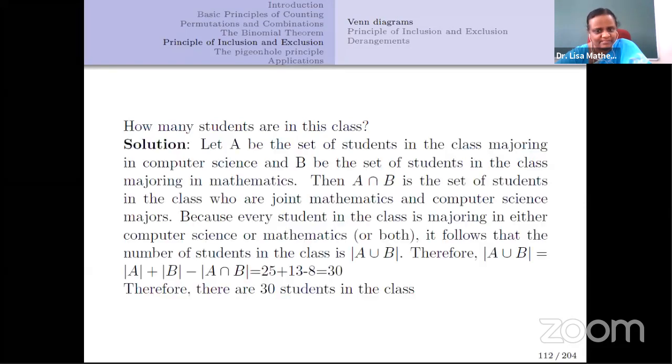Now the solution is this. Suppose I take A to be the set of students in the class majoring in computer science, and B is the set of students majoring in mathematics. Then A intersection B is the set of students who are joint mathematics and computer science majors. Because I know that every student in the class is majoring in either computer science or mathematics, it follows that the number of students in the class is the size of A union B. And I know that the size of A union B is the size of A plus the size of B minus the size of A intersection B. Therefore, this is equal to 25 plus 13 minus 8. When I simplify, I get 30 students. This is the number of students in that class.